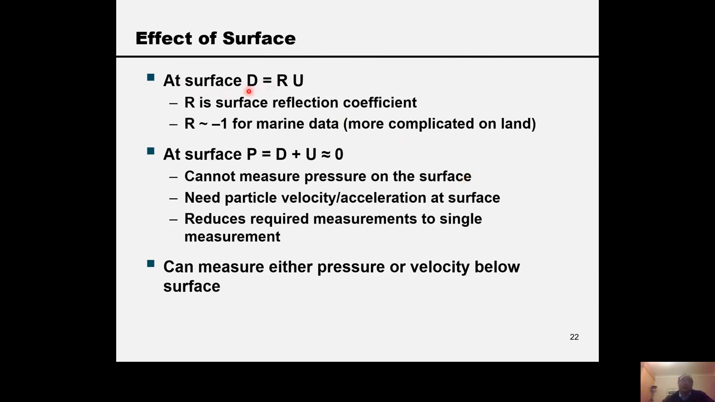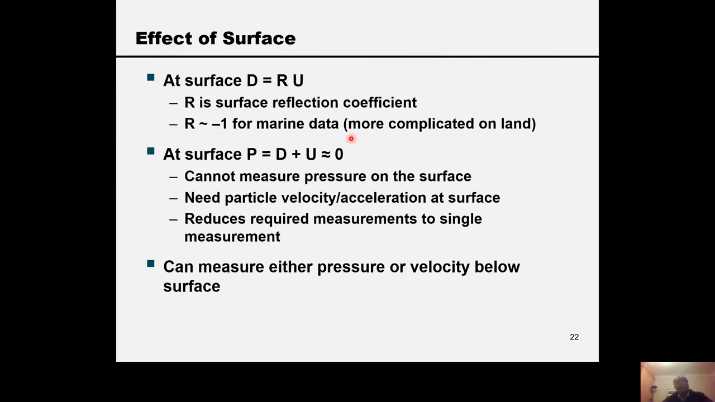At the surface, the black line here, you have an upgoing wave reaching the surface and then going down. The downgoing wave is related to the upgoing wave by a reflection coefficient, so D equals R multiplied by U, the upgoing wave. In the marine environment, R is roughly -1, because both the air and the water are homogeneous media and almost 100% of the energy is reflected back. This is a very good assumption for the marine environment.